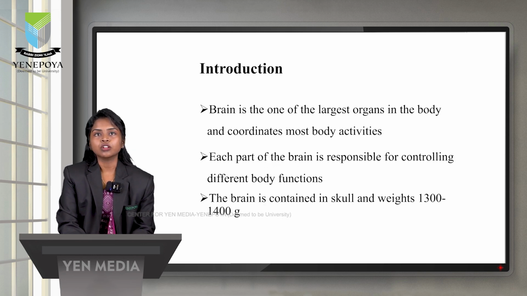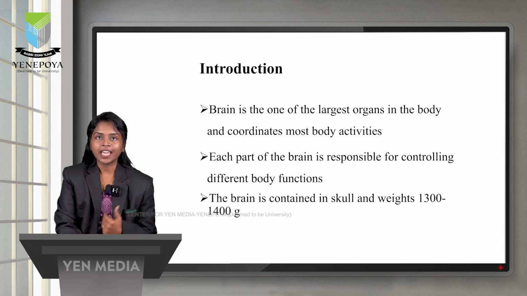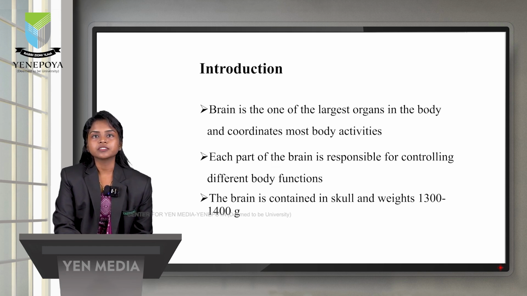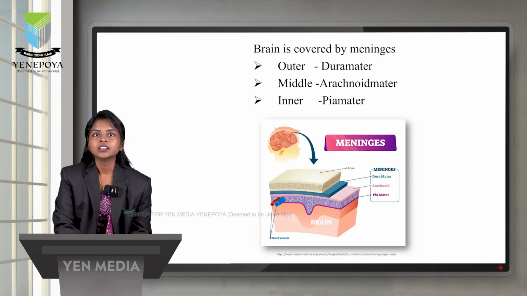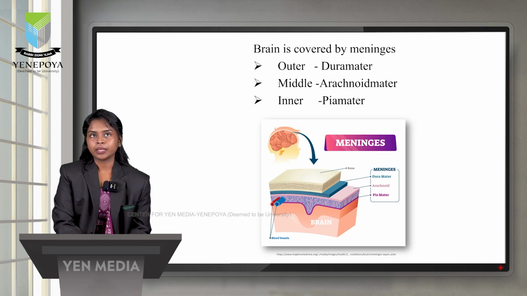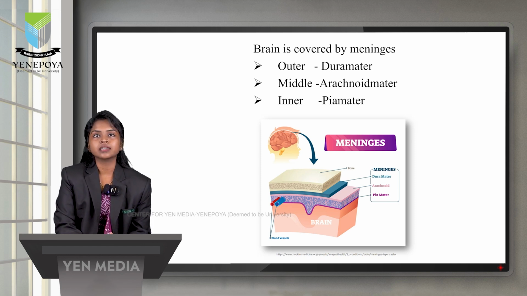The brain is one of the largest organs in the body and it coordinates most body activities. Each part of the brain is responsible for controlling different body functions. We all know that the brain is contained in the skull and its weight is about 1300 to 1400 grams. We move on to the brain and its covering images. It is called the meninges.